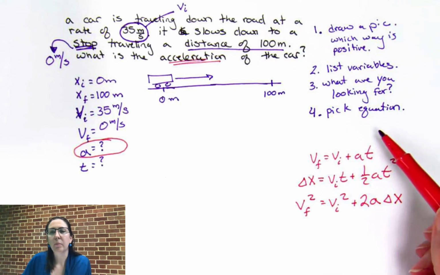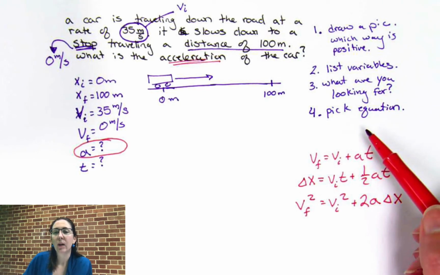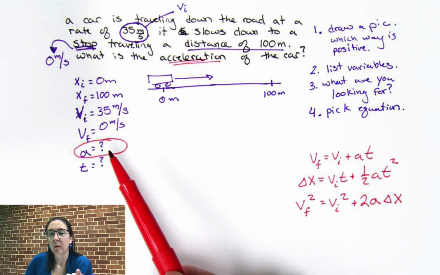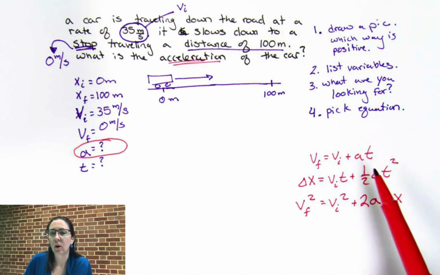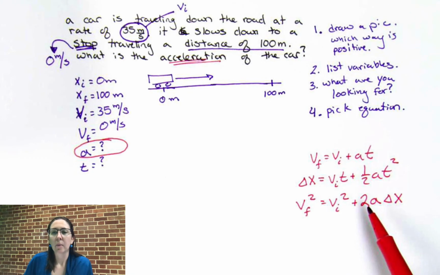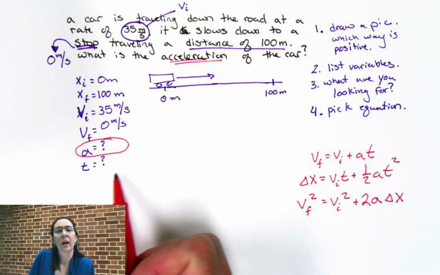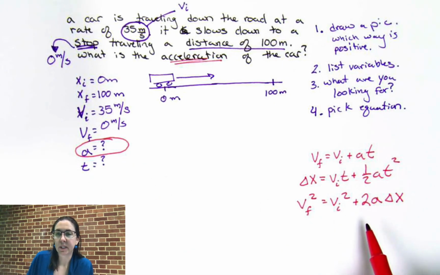So this whole idea of picking an equation: you need to pick an equation for which you have the thing you're looking for. I'm looking for the acceleration, so I need to pick an equation that has acceleration, so all of these do. But I need to make sure I pick the equation that has what I'm looking for and doesn't have anything that I don't know. When I look at this, I don't know the time, and I need an equation that does not contain the time.